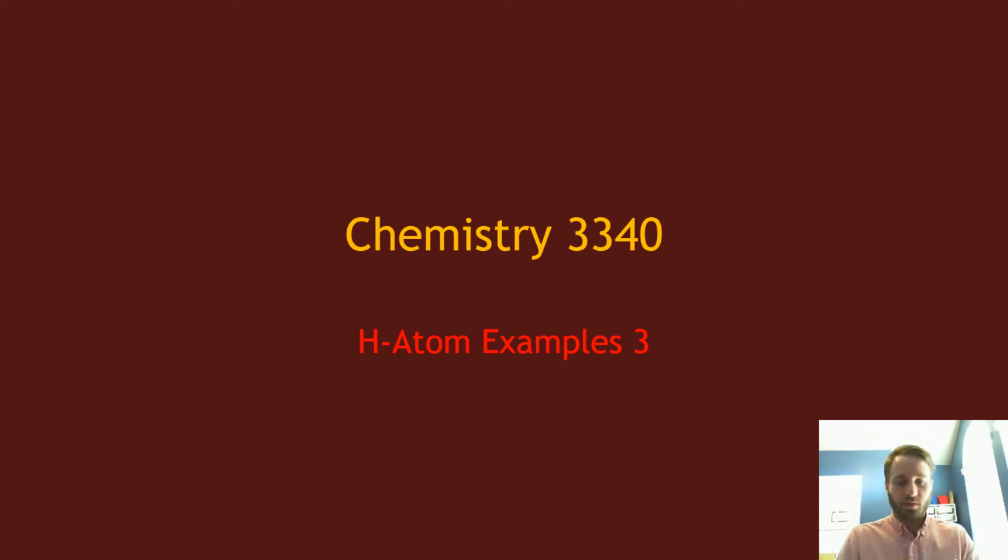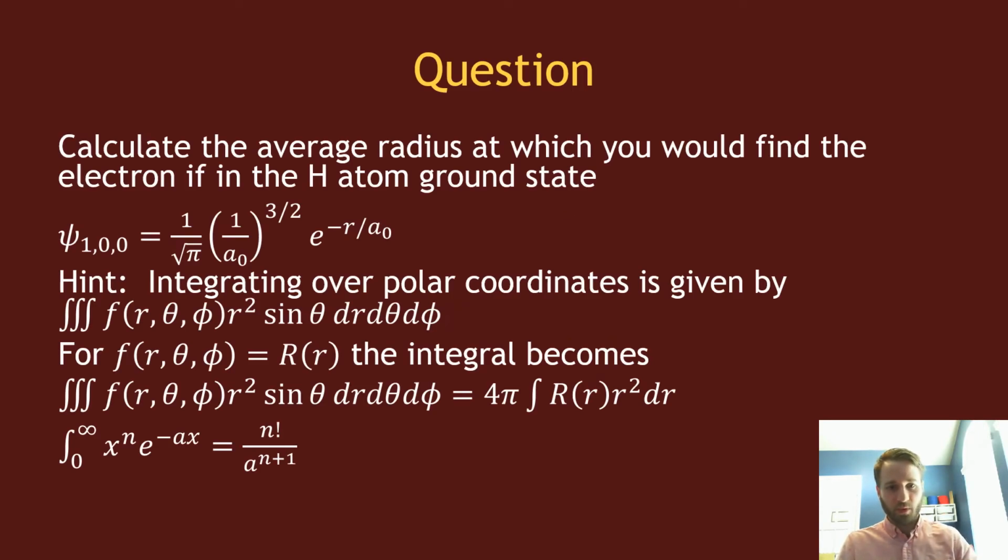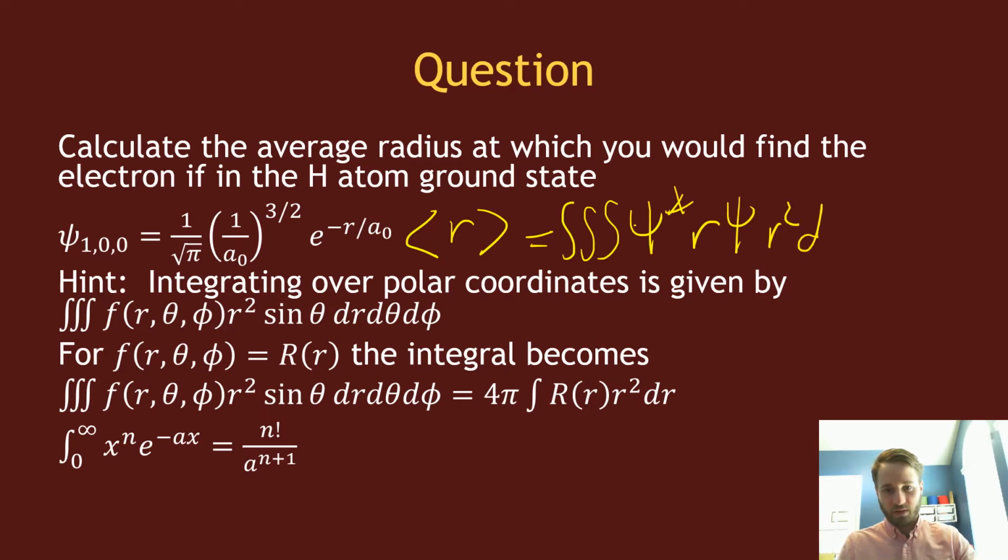So here we're going to do another example related to the hydrogen atom. In this example, we're looking at what is the average radius at which you'd find the electron from the hydrogen atom. The average radius is related to solving this expectation value of r, which is the integral of psi star r psi, and then r squared dr sine theta d phi. So that is the integral we're trying to solve.